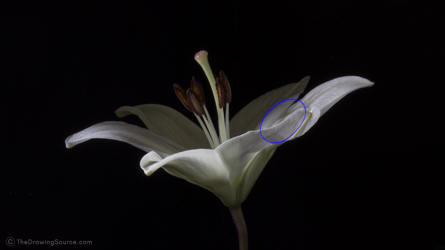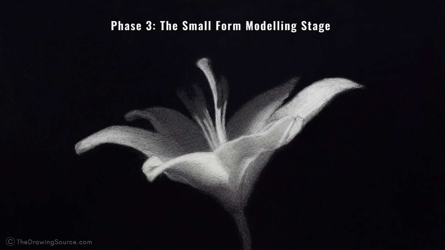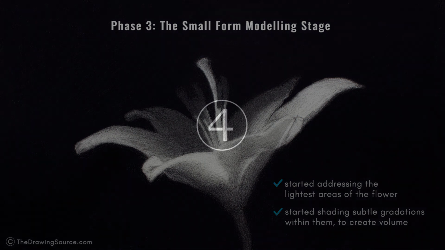The top two are spherical and can be rendered similarly to how you would shade something round. They're both lighter at the top right and gradually darken towards the other side. In this stage, we also want to start creating a focal point, an area of focus that attracts the eye of the viewer. My focal point here will be the front left petal, so I start making its edge sharper. Here I've also started addressing the lightest areas of the flower and creating subtle gradations within them to create a sense of volume.